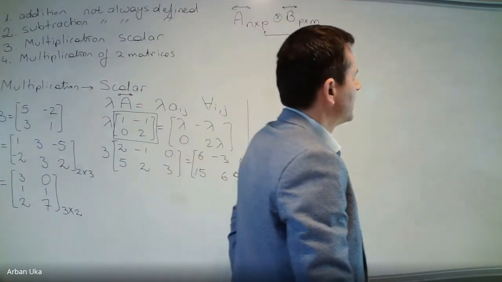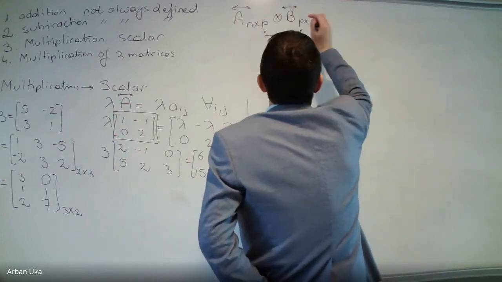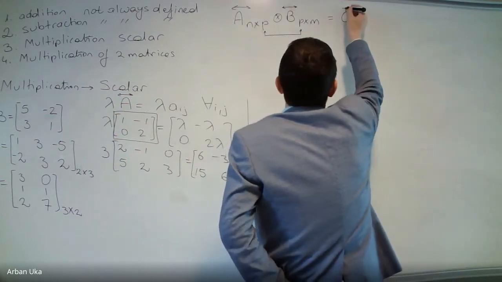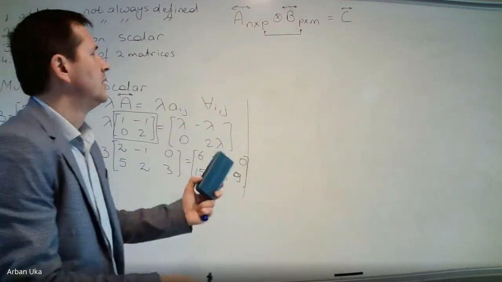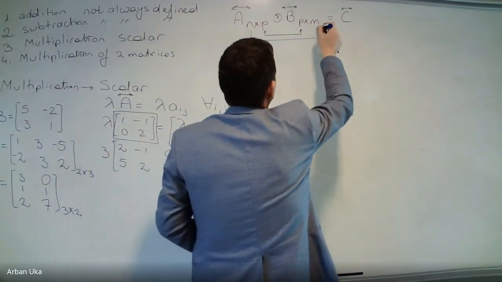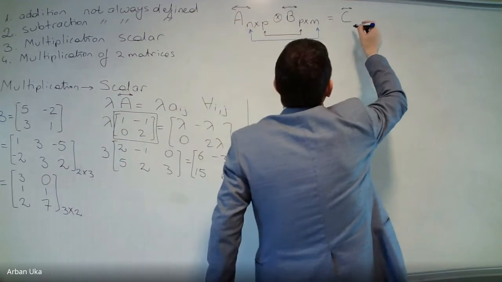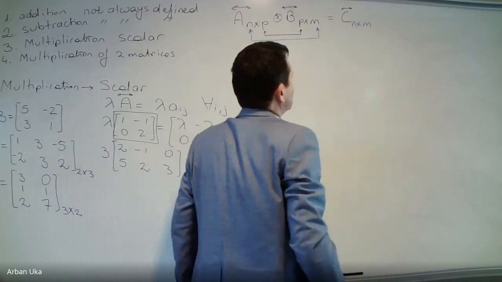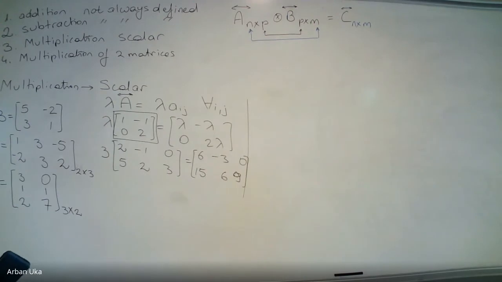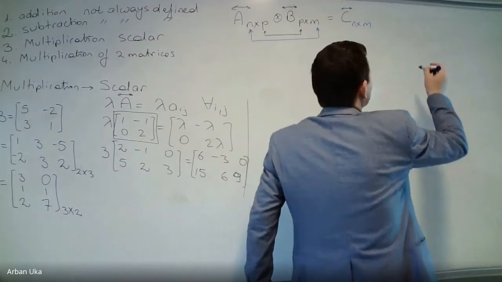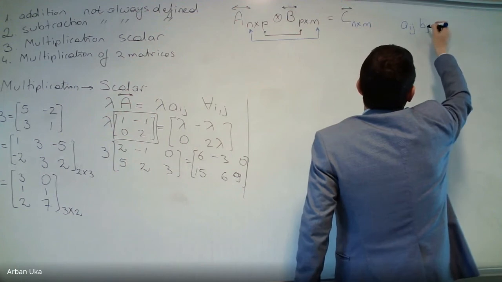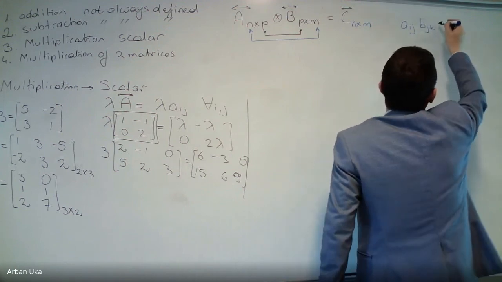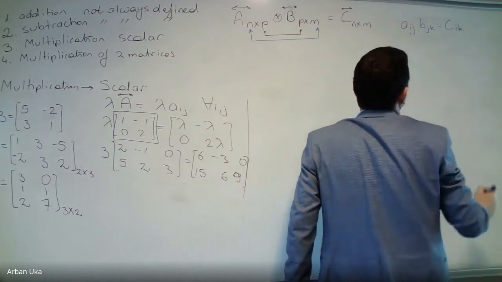The reason for this is how the multiplication between two matrices is defined. If the multiplication of A and B is equal to a matrix C, the dimension of this matrix C should be as shown, so this is how the result has to be. And this multiplication is defined as A_ij times B_jk equals C_ik.